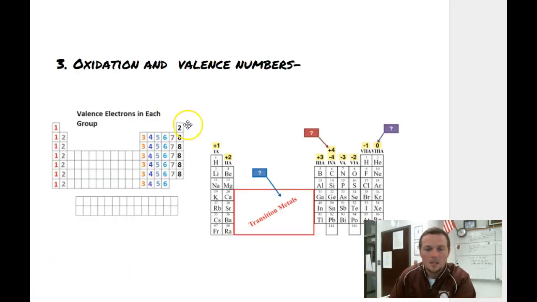All right, so next one, oxidation and valence numbers. Valence electron numbers is just your group number. So group 1 has 1 valence electron. Group 2 has 2 valence electrons. Now over here at group 13, because of the octet rule, instead of having 13, we can't have more than 8. So this is going to have 3. Just take that 1 off. Group 14 is going to have 4. Group 15 is going to have 5. Group 16 is going to have 6. Group 17 is going to have 7. And group 18 is going to have 8, except for helium, which is going to have 2, but it's going to be stable.